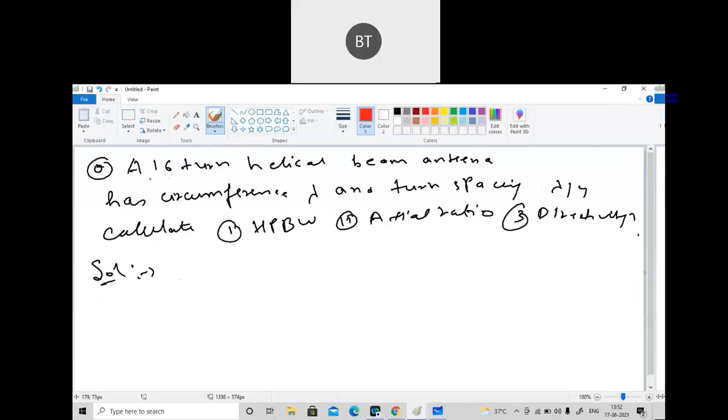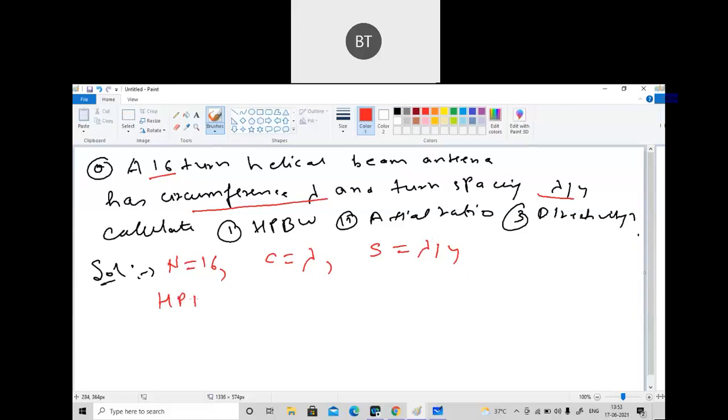N is given as 16. C, the circumference, is given as lambda. And spacing is given as lambda by 4, so S is lambda by 4. Now you have to calculate the half power beam width, axial ratio, and directivity. So how will you calculate it?